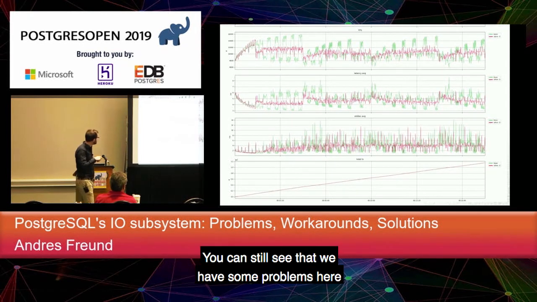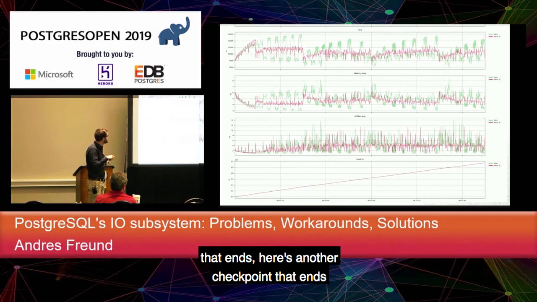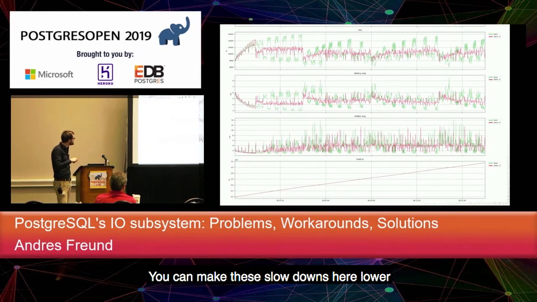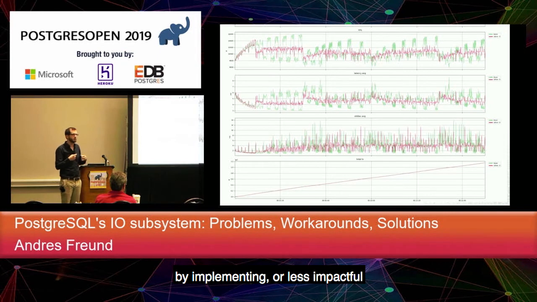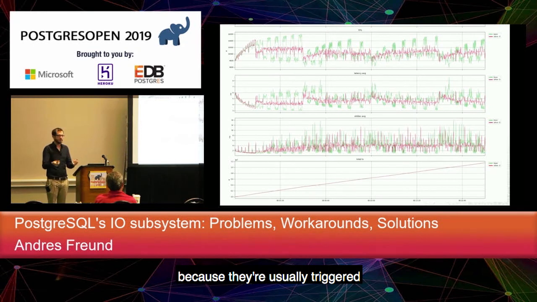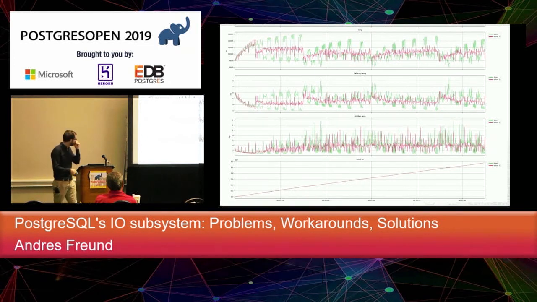But you can still see that we have some problems here, and that's where a checkpoint ends. Here's another checkpoint that ends. Here's another checkpoint that ends, and that can still be problematic. You can make these slowdowns less impactful by turning on WAL compression, because they are usually triggered by having to write a lot of full page writes after a checkpoint.